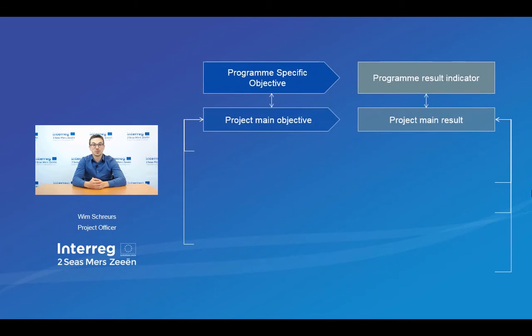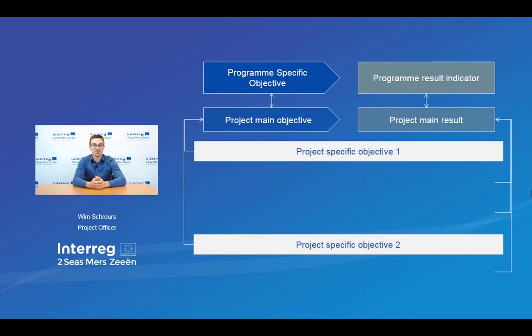Then we need to, of course, integrate the both logics. Your project intervention logic obviously integrates into our program intervention logic, because we as a program can only achieve our objectives if you as a project achieve yours. In this slide, you will see that the project main objective will lead to a project main result, and that they will both translate into contribution to program objectives and program result indicators.